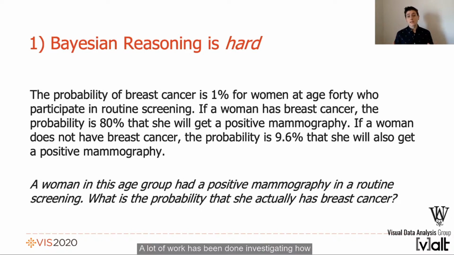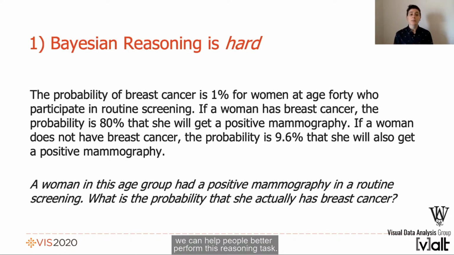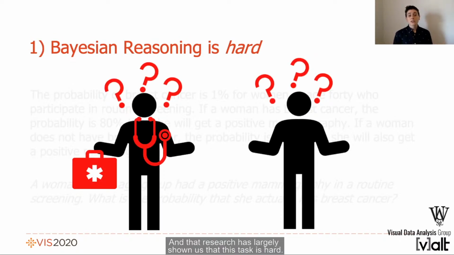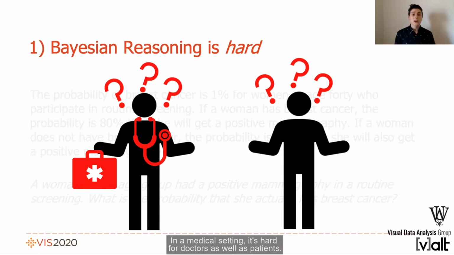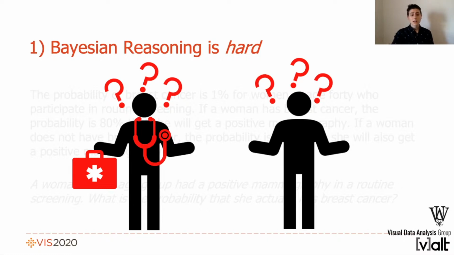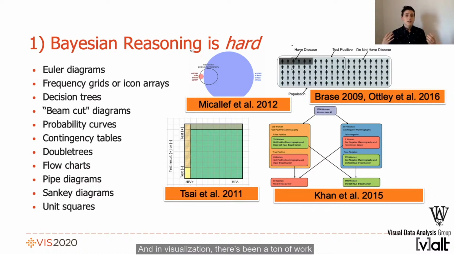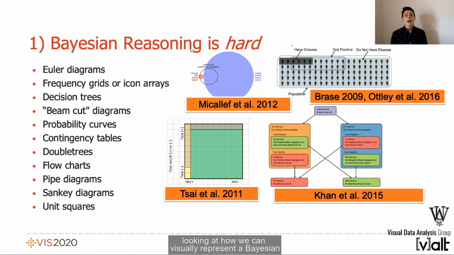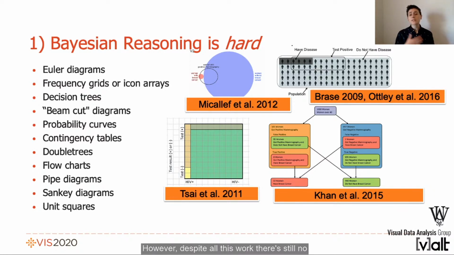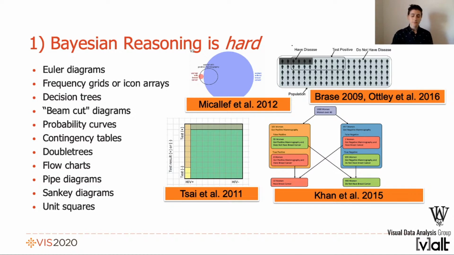A lot of work has been done investigating how we can help people better perform this reasoning task. And that research has largely shown us that this task is hard. In a medical setting, it's hard for doctors as well as patients. And in visualization, there's been a ton of work looking at how we can visually represent a Bayesian reasoning problem to help people perform the task better. However, despite all this work, there's still no clear consensus on the best way to support Bayesian reasoning.